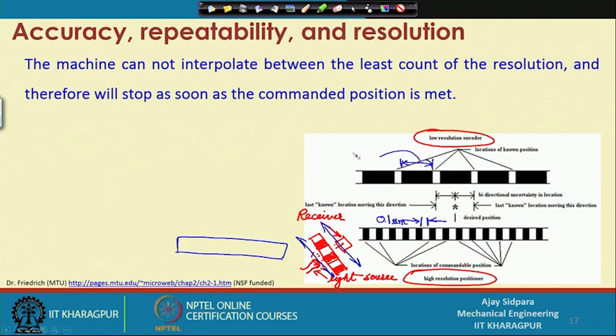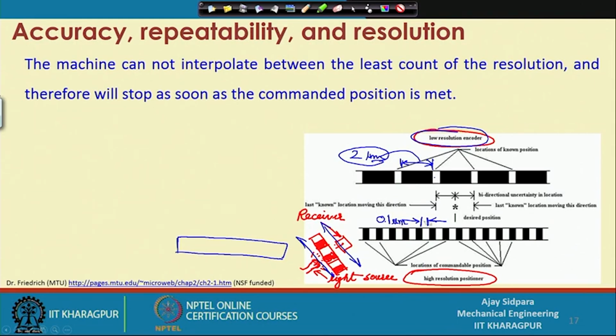And this one is 2 micron, consider. So, unless you cross this 2 micron, your light source will not be able to pass the signal to the receiver, and only then it is getting a signal from this location. So, this is called the low resolution encoder, because you are not able to identify the location of the table or the tool within a distance of less than 2 micron. But here it is called high resolution, because here the distance is very small.